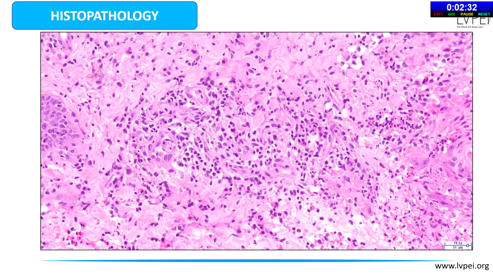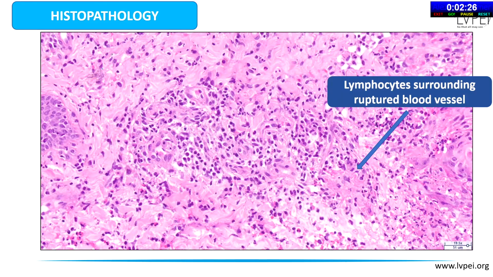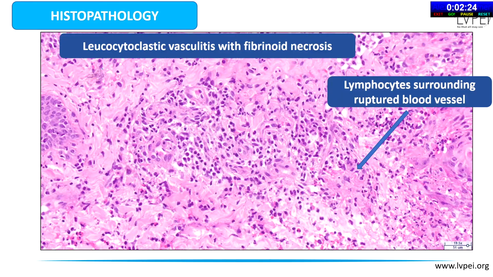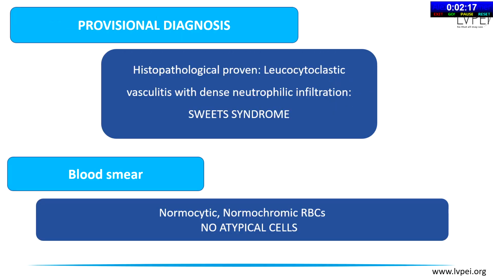On the histopathological findings, a surprise came to us: as you can see, there are lymphocytes surrounding a ruptured blood vessel, and the presentation was more of a leukocytoclastic vasculitis with fibrinoid necrosis, predominantly with neutrophils. So that led to a diagnosis, instead of necrotizing fasciitis, of Sweet syndrome, which is also called neutrophilic dermatosis.